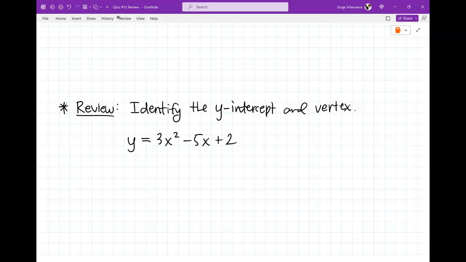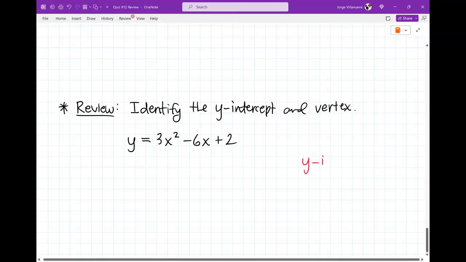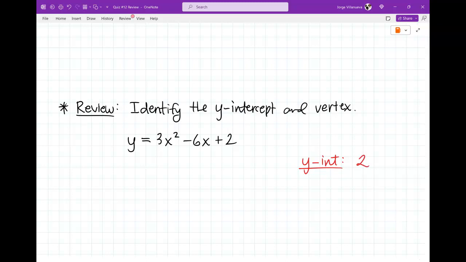You know what? Let me change that minus 5x, because or else I'm going to get a weird fraction. I'm hoping not to give you any fractions. Let me make it a minus 6x. That'll just make it a little bit nicer. All right. So what is my y-intercept? You don't have to do anything to get this answer. It's c, which is what? 2. So there we go. Y-intercept done. Okay. Next, I need my vertex.